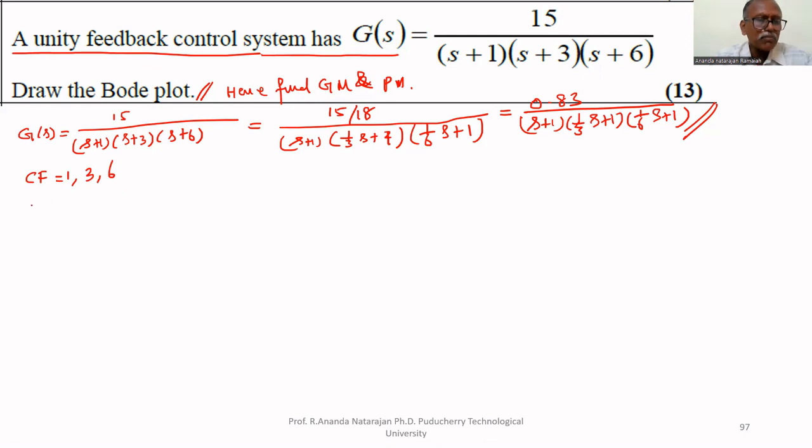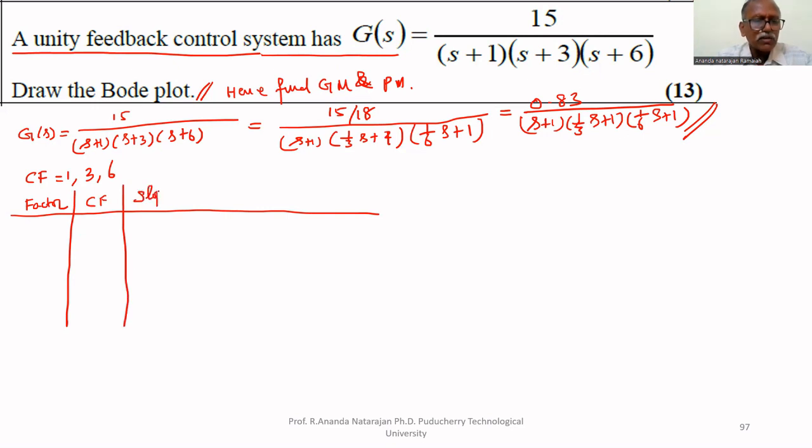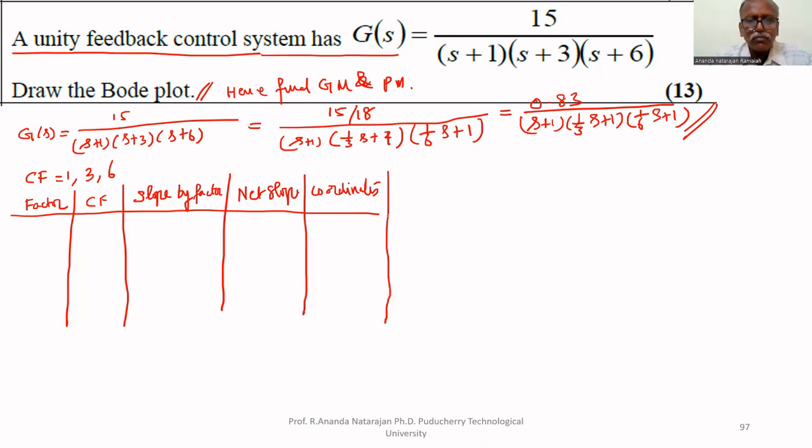Now we can prepare the table to draw the Bode plot. The table consists of the first column as factor, second column corner frequency, third column slope contributed by each factor, and net slope, and then coordinates to draw the Bode plot.